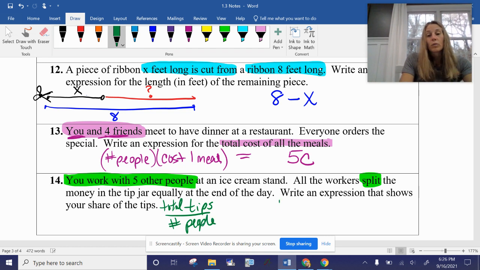So the total tips we'll just say is T, and then we're dividing that by 6 because it's you and 5 other people. So you plus those 5 equals 6, and that would be the expression to represent how much you are going to get.